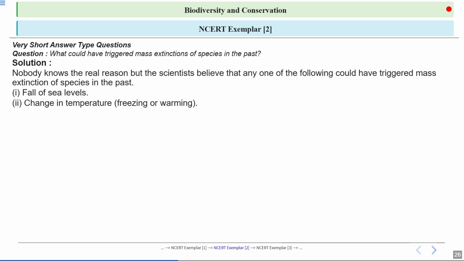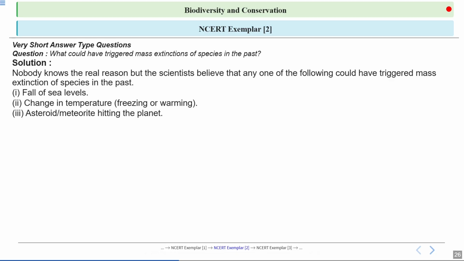Next one is a change in the temperature. Whether freezing or warming can significantly affect living organisms by altering their metabolic processes, enzyme activity, and overall survival. For example, freezing temperatures can damage cell structures and slow down biological activities, while warming can lead to increased metabolic rates and potentially disrupt the ecosystem if the temperature rises beyond the organism's tolerance limits.